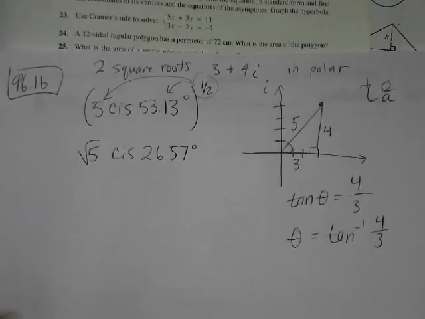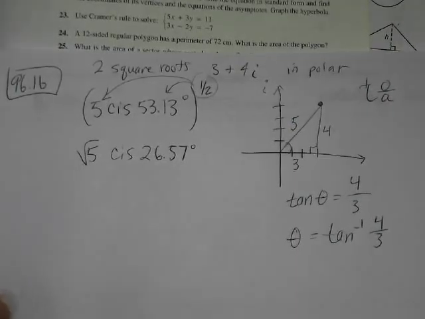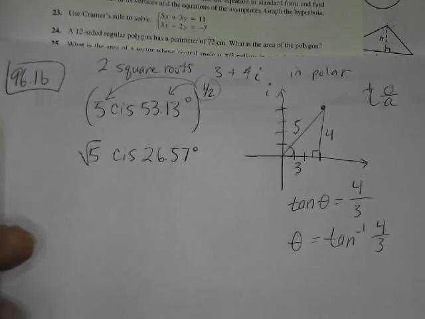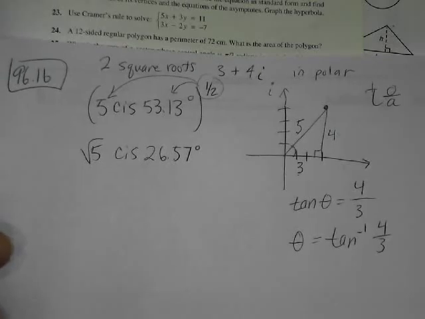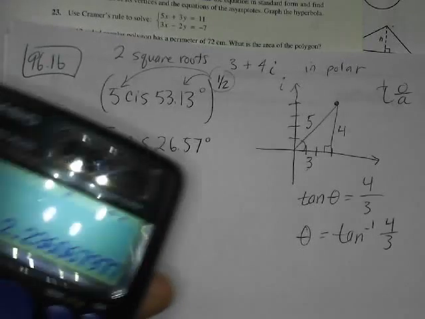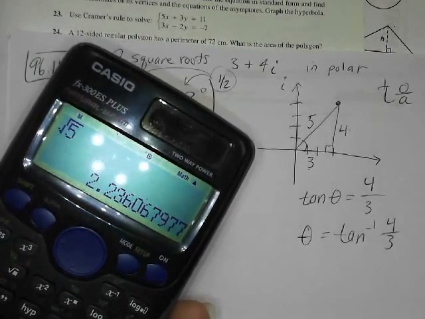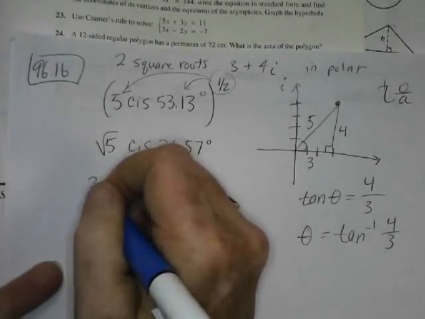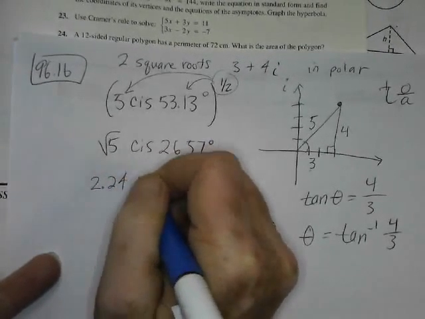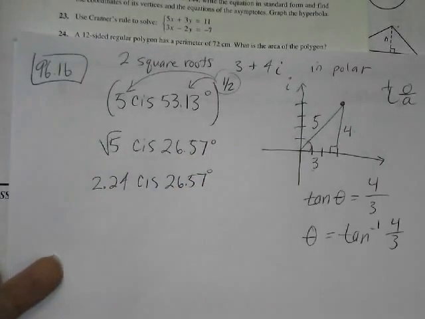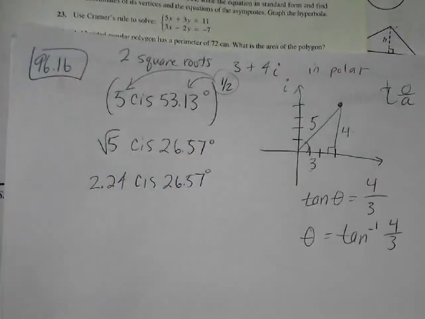Now, your book doesn't leave it as root 5, so I'm going to go ahead. I just noticed when I looked in the answer book, they don't leave it like that. They're going to get a decimal approximation. So I want to find out what square root of 5 decimal approximation is. It's this. So I'll probably round that to 2.24. Okay, so I'm just going to rewrite it like this. Okay, so that is one of them.